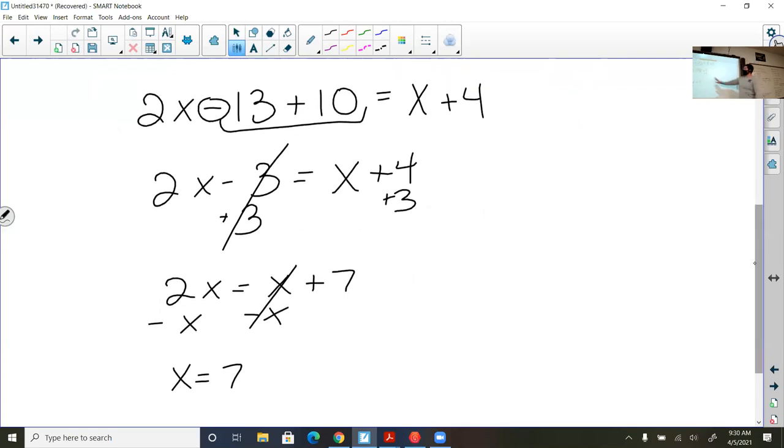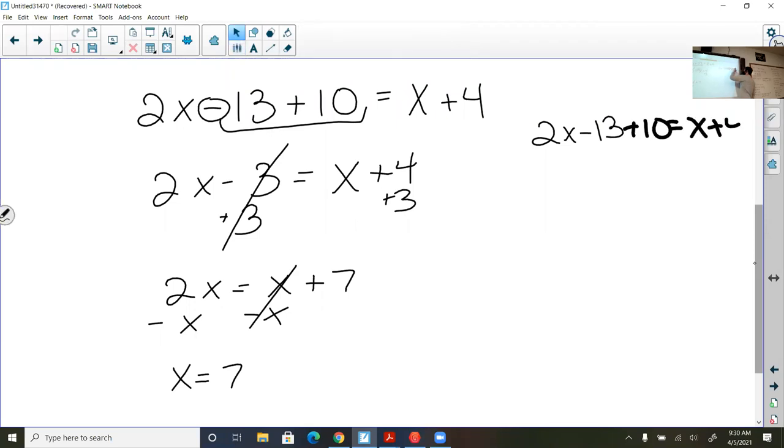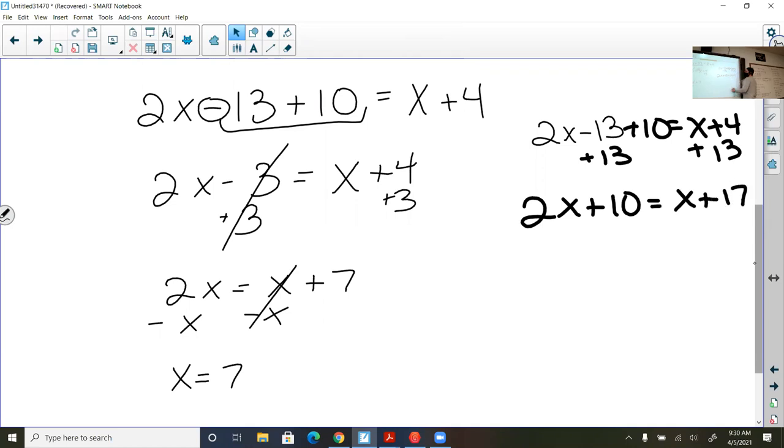Now, if we hadn't grouped these two terms together, because I know there are some people that are doing that, of just getting rid of them separately, you could have added 13 to both sides to get 2x plus 10 equals x plus 17, and then you could have subtracted the 10 from there. And again, you would have gotten to the same thing that we did earlier. It's just doing it in one extra step.